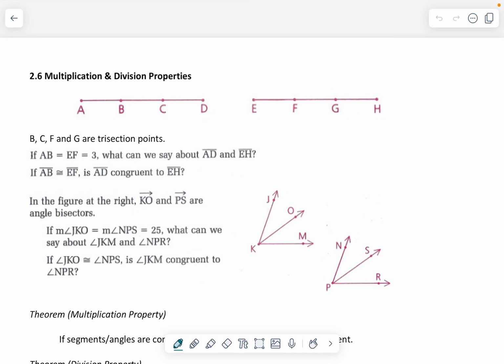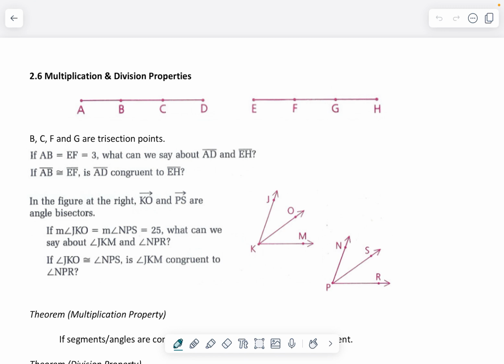All right, section 2.6 is similar to 2.5 in that we're going to be working with segments and angles and measurements. Now, where 2.5 was addition and subtraction properties, today we have the multiplication and division properties. And so this is when we're going to have segments and angles divided into equal pieces.